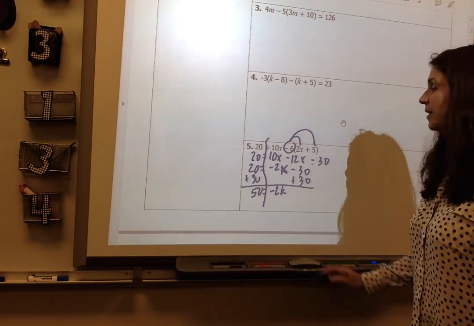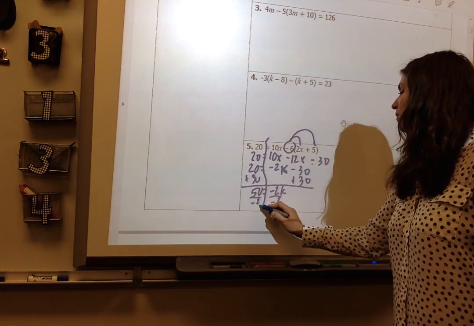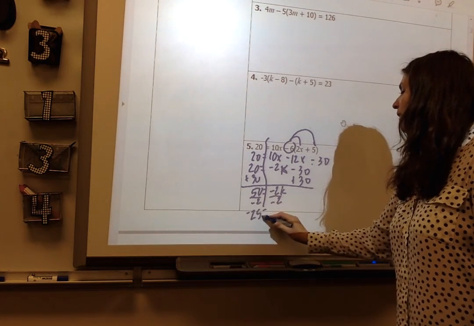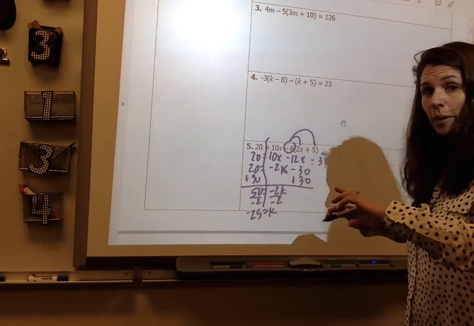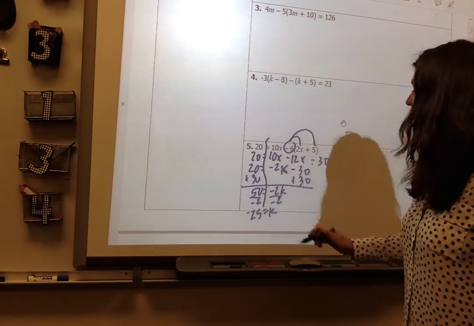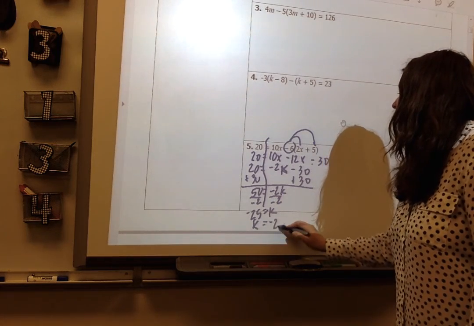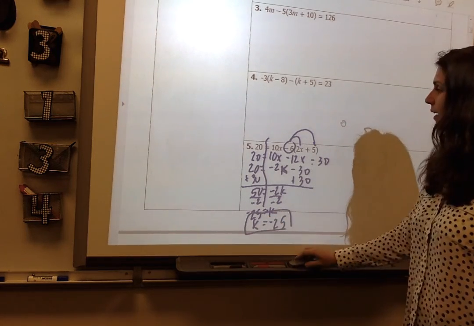Of course, I get my k by itself, so I divide both sides by negative 2. And then negative 25 equals k. Of course, I don't like my variable on the right-hand side, so I'm going to use what property? Symmetric, and I get k equals negative 25. Okay, so that's my fun answer there.